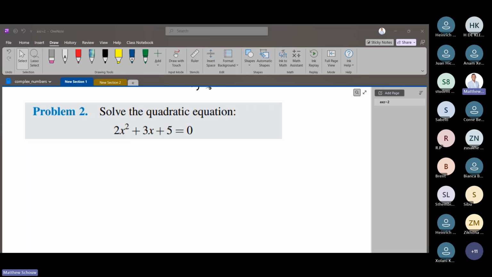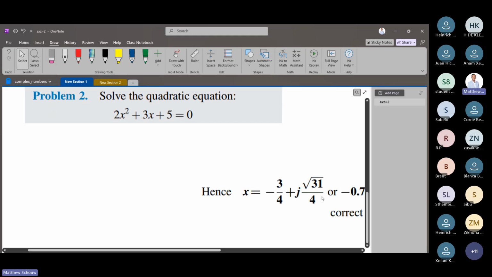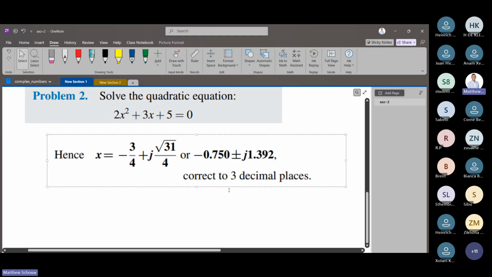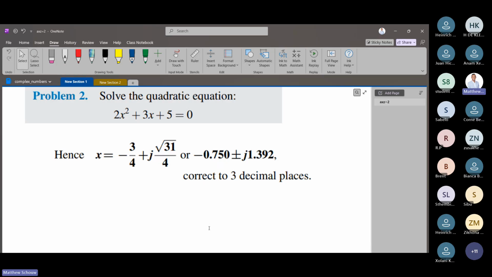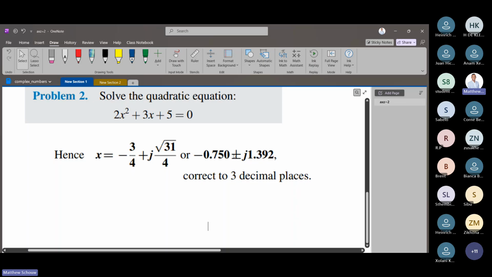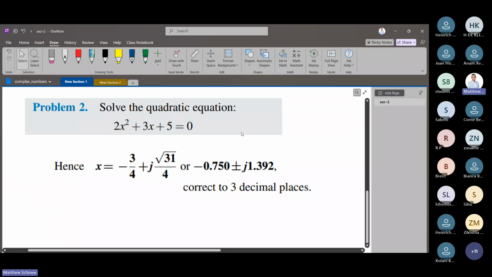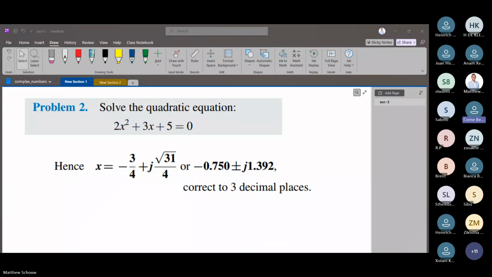Nice, done. The answer should look like this. It'll look just like that over there. There you go. Yes, sir. Perfect. If you got that, well done. Again, the important part is that there's a real part and an imaginary part. Are there any questions on how to complete this one?